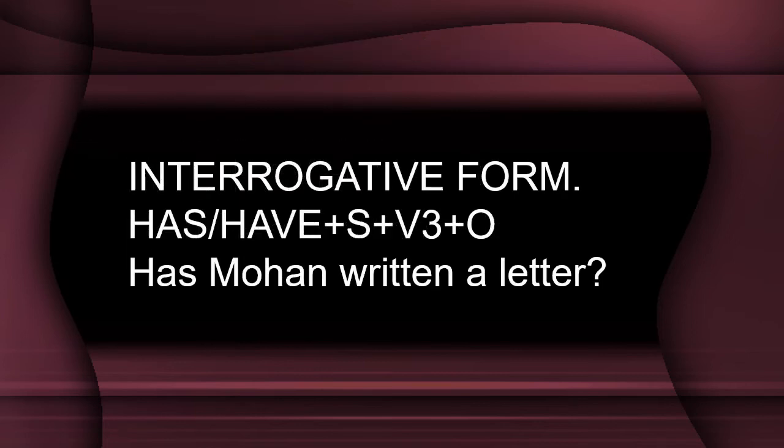Let us see the interrogative form, or the question form. How is a question formed in present perfect tense? Naturally, the helping verb will come first. That means the helping verb interchanges position with the subject: has or have plus subject plus V3, the past participle form of the verb, plus object. Example: we considered the sentence Mohan has written a letter in the declarative form. When you change that into question form, it will be: Has Mohan written a letter?